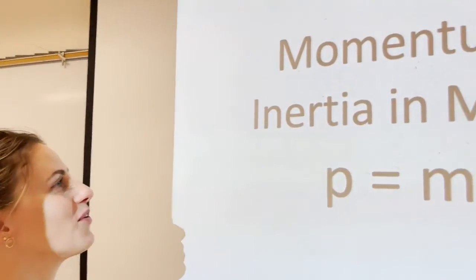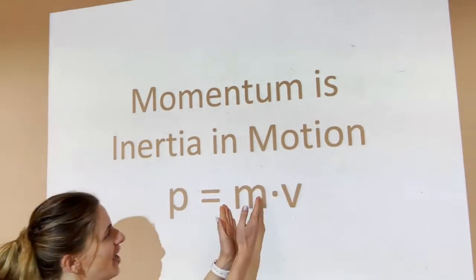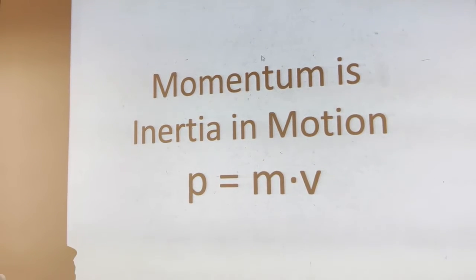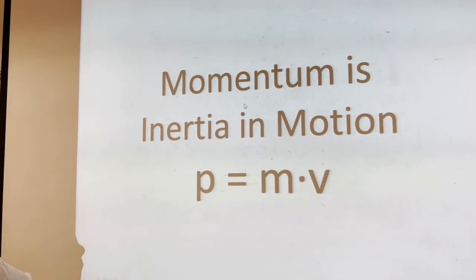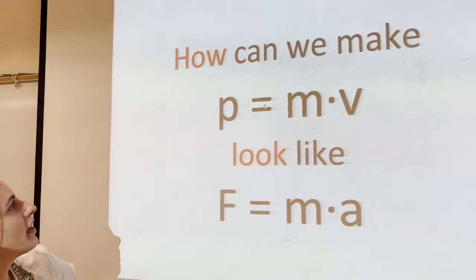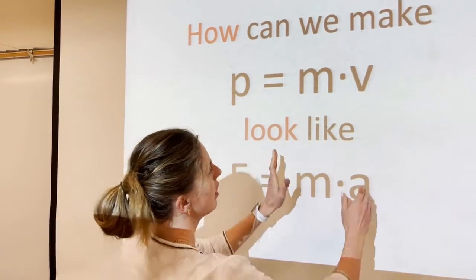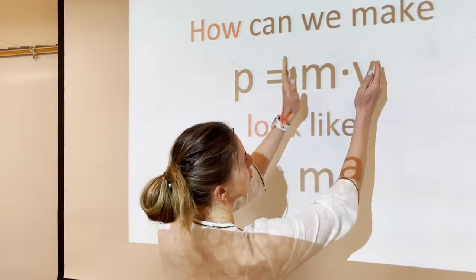On to momentum review. Momentum is inertia in motion. It's a simple thing: it's mass times velocity, and the symbol for it is P. How can we make this equation look like this equation? So how can we make this look like this?